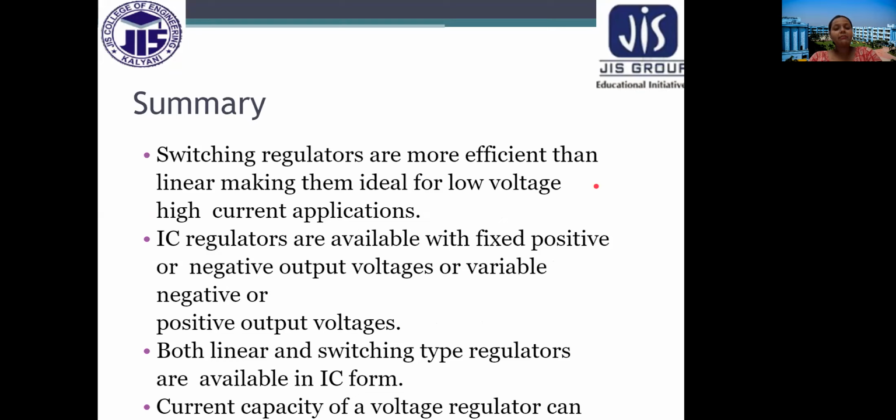Switching regulators are more efficient than linear. IC regulators are available with fixed positive and negative voltage. Both linear and switching types can be in IC form. So students, this is the total study of voltage regulators. You can answer any type of question on this topic if you follow this video.